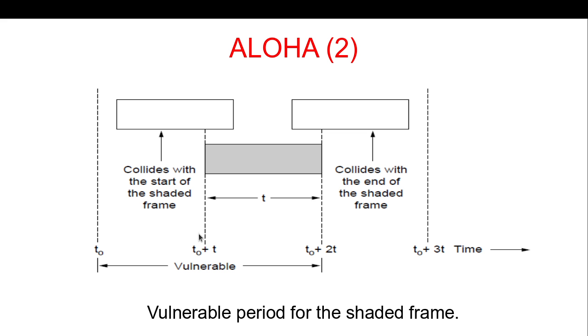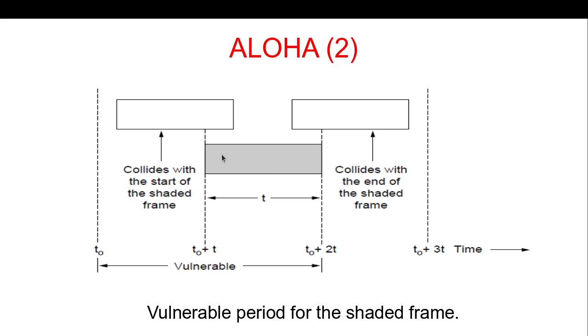If any frame is generated between the time instances t0 and t0 plus t, if a frame was already there, what will happen? If it is already there, some part of it is bound to collide with this frame. If it is there somewhere between t0 and t0 plus t, that collides with the start of the shaded frame. This part, that is the end of the previous frame, will collide with the start of the shaded frame.